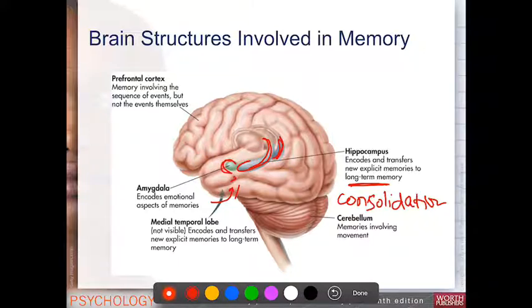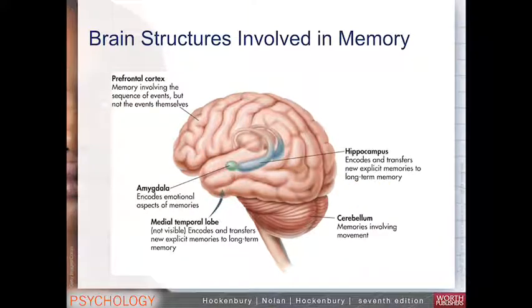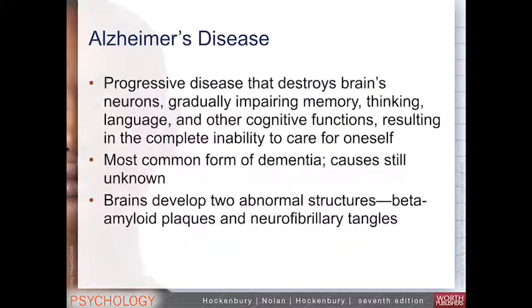And the prefrontal cortex, of course, is important for higher level thinking, like the sequencing of events in terms of memory. What memory goes first? What do I remember of this? And those things are really important for the process of memorization and recalling memory.